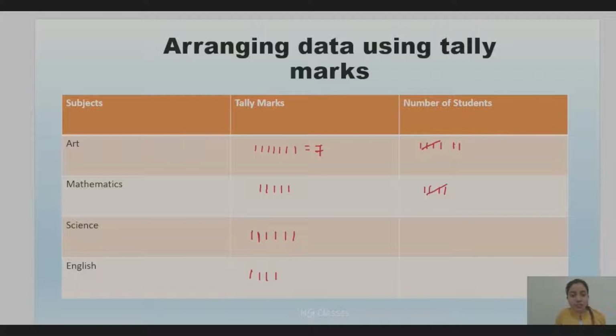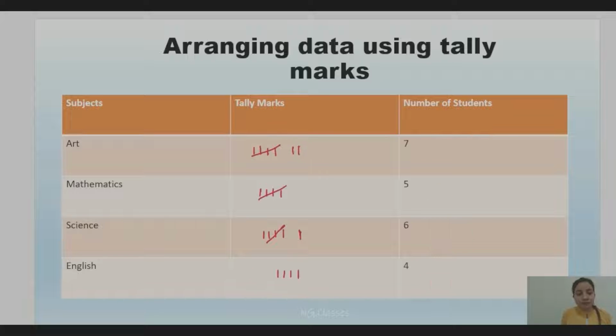Similarly, for science, 1, 2, 3, 4, 5, 6. 6 students are there. So rather than keep on drawing lines, we can write 1, 2, 3, 4, and for the fifth number, a diagonal stroke. This is called 5 and one more. That's 6. Okay. For English, the number of students is 4. Easily we can count 4. There is no special rule in tally marks for representing 4. Just 4 lines. 1, 2, 3, 4.